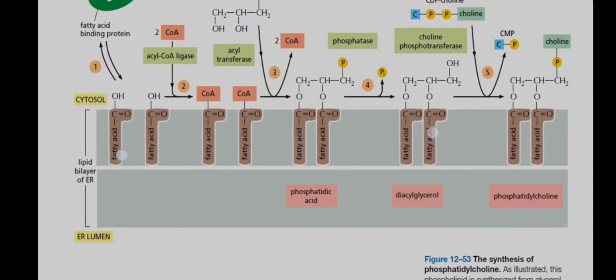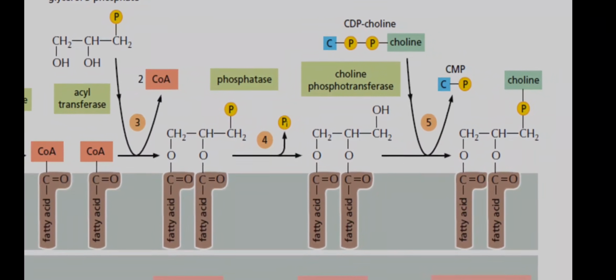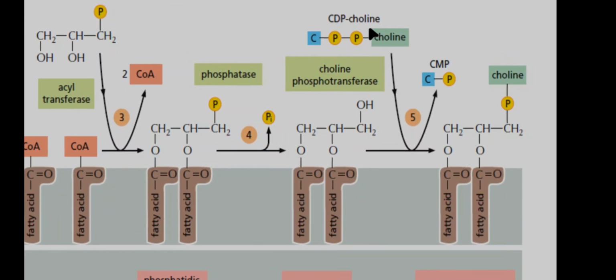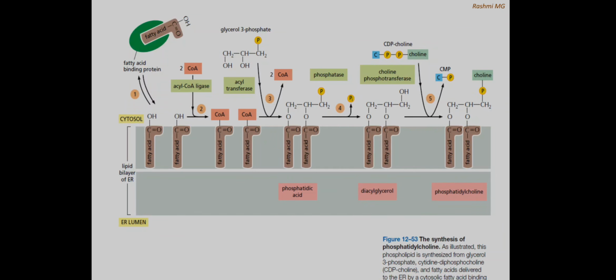Then again phosphorylation happens with the help of what? CDP choline. CDP choline will help phosphorylate it again to form what? Phosphatidyl choline. This is the second strategy of attaching the head group. So this is the overall synthesis of membrane lipid.